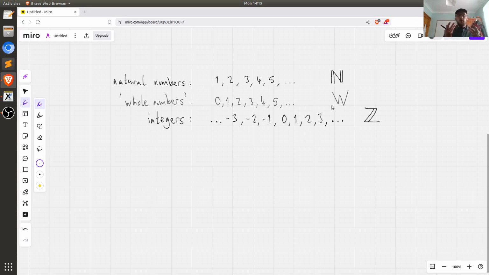The very phrase whole number is very ambiguous in maths. Some people believe that it includes 0. Some people don't. And some people even believe that it includes the negative numbers. I strongly advise against using this term for that reason, because we don't want ambiguity in mathematics. So please don't use this term, but just be aware that it exists.